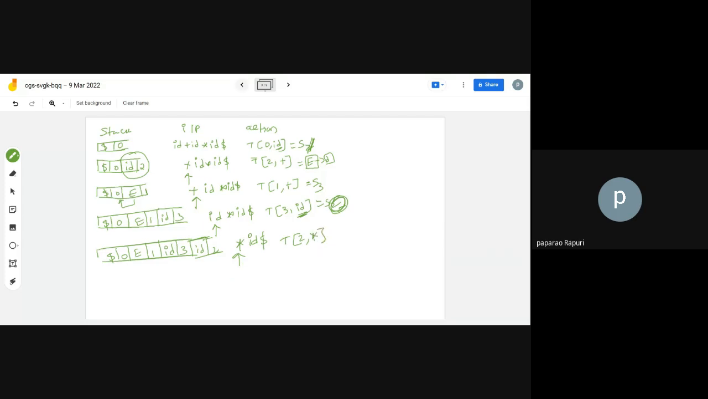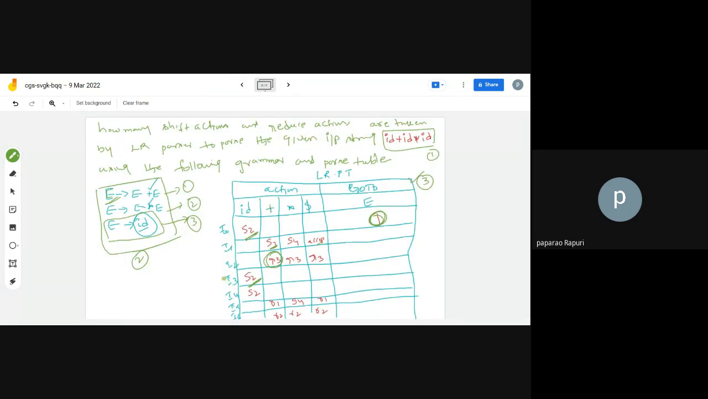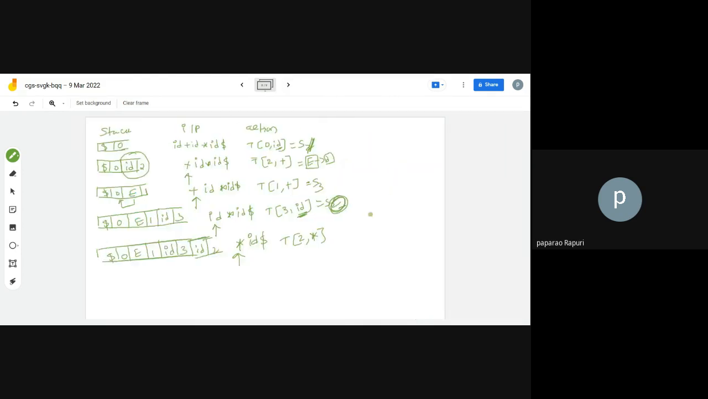So what we have to do? 2 comma star. 2 comma star means reduce 3. 3 means E derives id. In E derives id, we are having only one symbol on the right hand side. Sorry, sir. Here it is id, not i d. Sorry, it is id. So id means identifier, like he has given the name. So that is not 2 symbols, sir. Don't confuse.